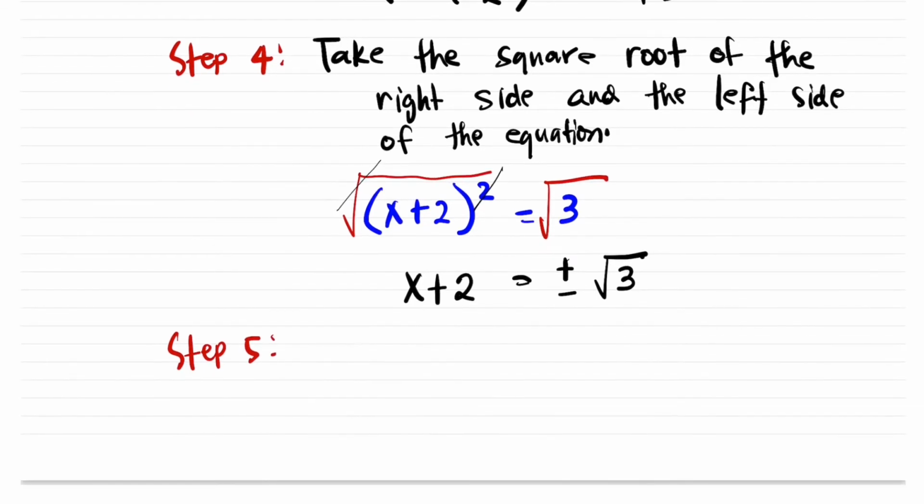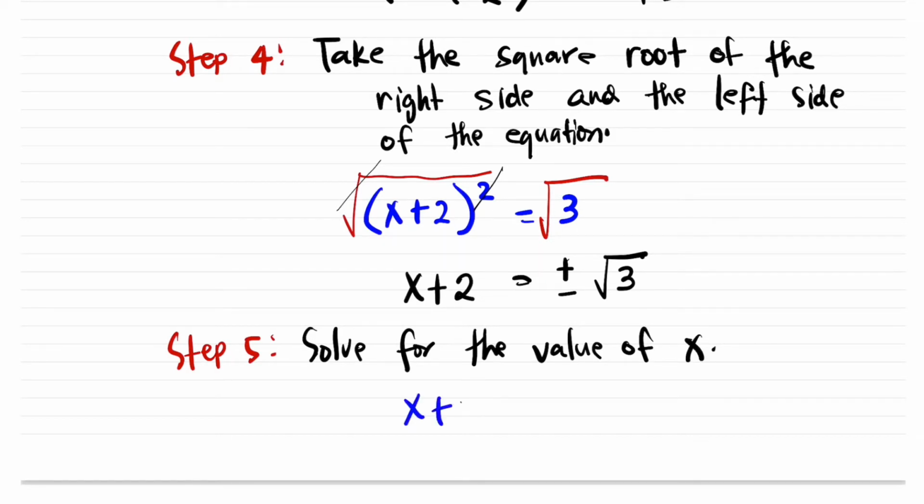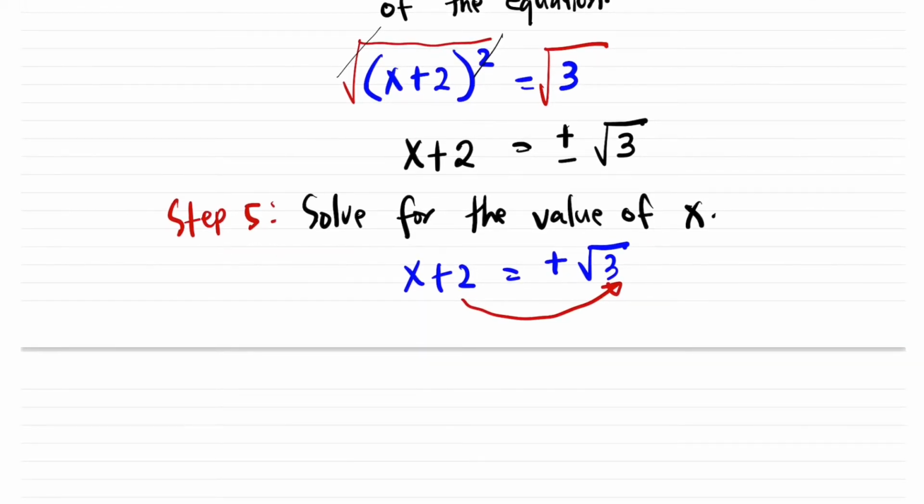solve for x. Yes, step 5 is to solve for the value of x. So if we have x + 2 = positive √3, then we move 2 to the other side. Therefore, x = -2 + √3.